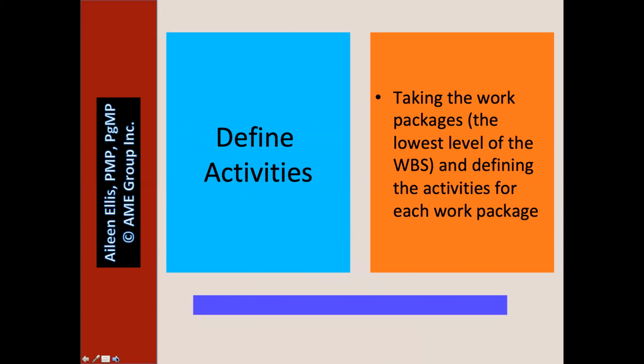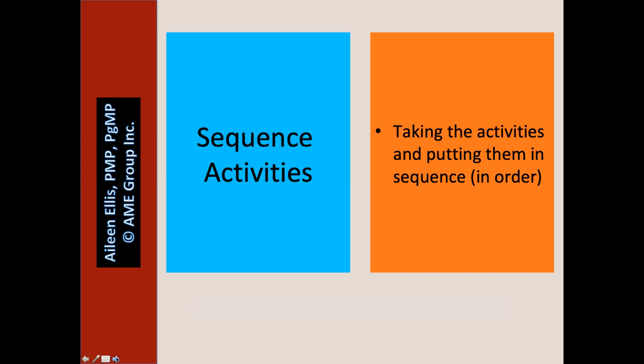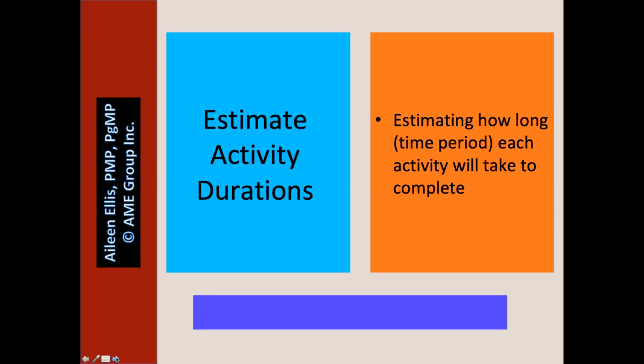Define activities, taking the work packages, the lowest level of the WBS, and defining the activities for each work package. Remember, deliverables are in the WBS, activities are in the activity list. Sequence activities, taking the activities and putting them in sequence or in order. Estimate activity durations, estimating how long, from a time period standpoint, each activity will take to complete. Remember, this process is similar to estimate activity resources and estimate costs.